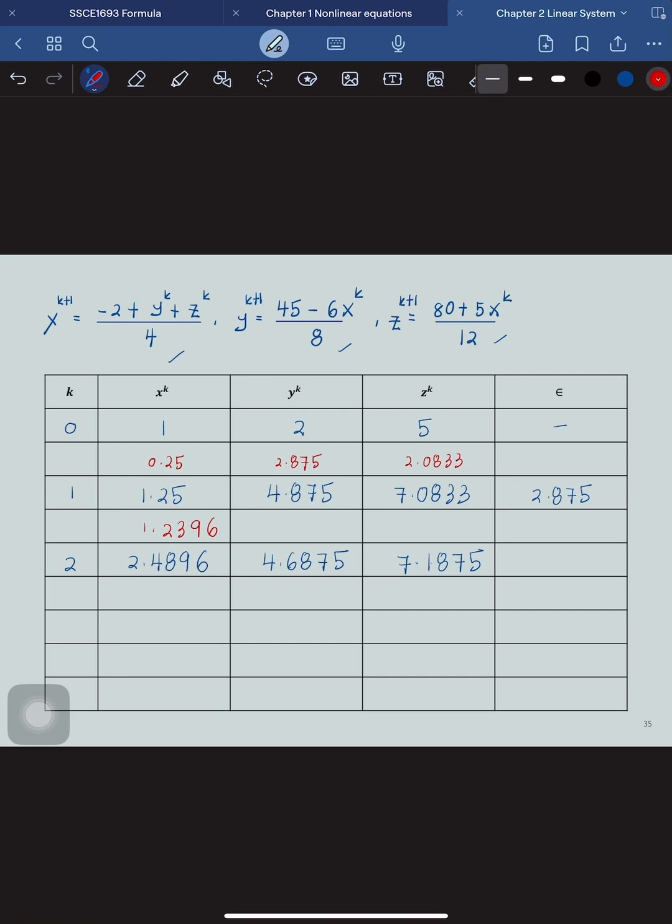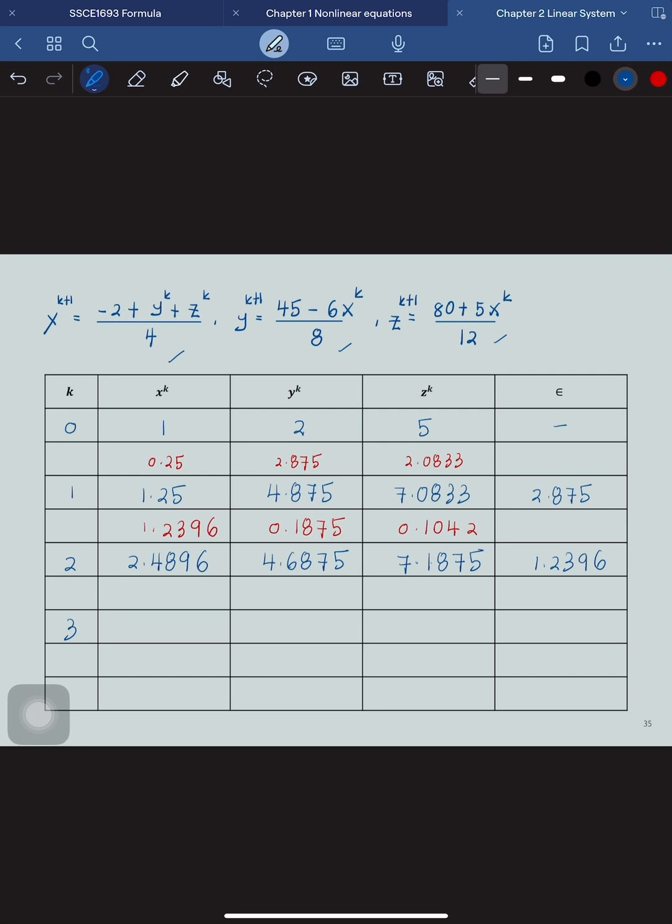So the error is 1.2396. Then 4.6875 minus 4.875, the absolute value must be positive, so 0.1875. And 7.1875 minus 7.0833 is 0.1042. So the maximum is 1.2396. So still you cannot stop. Continue for the third iteration.